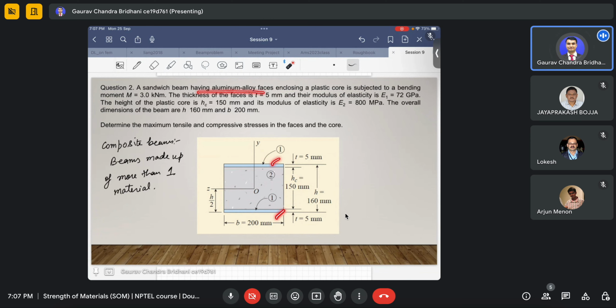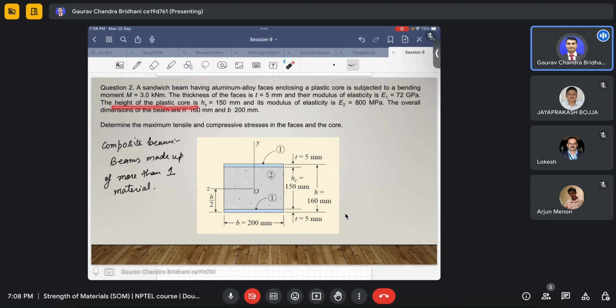Okay, so there is a sandwich beam having aluminum alloy faces enclosing a plastic core. This is a plastic core, subjected to a bending moment of 3 kilonewton meter. The thickness of the faces is 5 mm. So this face is 5 mm, this face is 5 mm, and the modulus of elasticity is also given. E1 for the faces is 72 GPa. Okay, that is the value for aluminum.